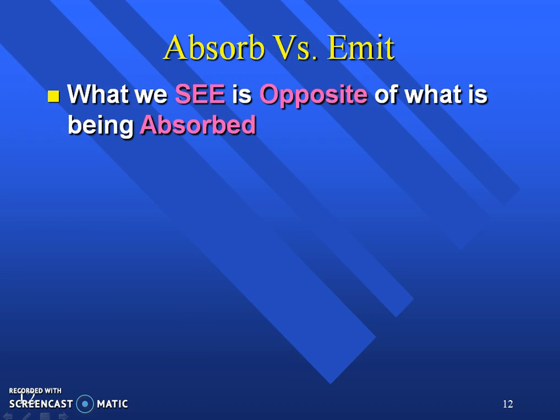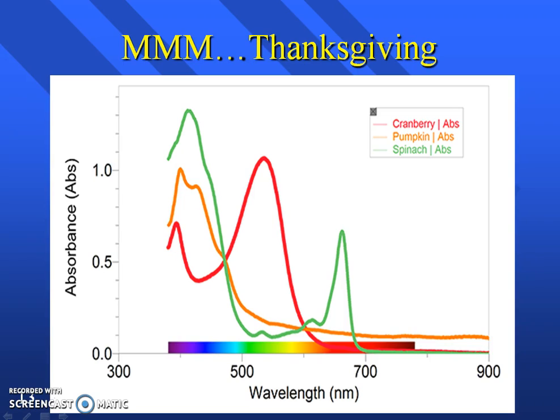So what's the difference between absorb versus emit? Well, what we see is really the opposite of what is being absorbed. Let's think Thanksgiving. Cranberries are usually red. Looking at the graph, we're absorbing a lot of the greenish area, but we're not absorbing hardly any of the red. So again, it's the opposite. We see the red because the green is being absorbed, okay? Same thing with spinach, right?